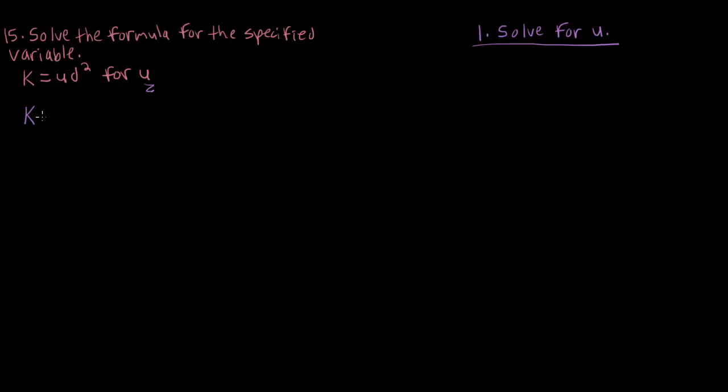So K equals UD to the second power. To solve for U, we can simply divide d squared by both sides, which gets u by itself. So you have k over d squared equals u, or u equals k over d squared.